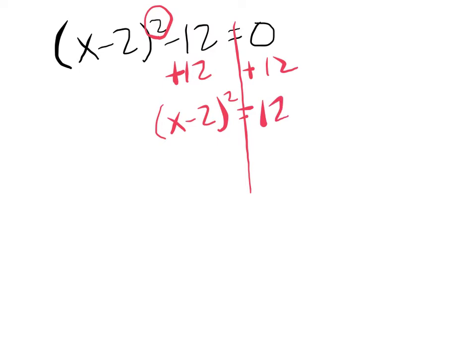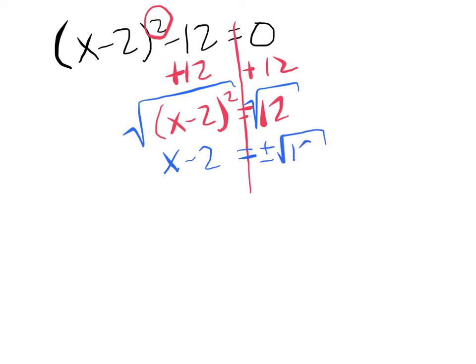Now, our goal is to always liberate x, get x by itself, and right now it's in those parentheses, and those parentheses are getting squared. So we can take the square root of the whole set of parentheses to undo that. So now I have x minus 2 equals plus or minus the square root of 12. Okay, now we need to get x by itself, so I'm going to add 2 to both sides. That leaves us with x equals 2 plus or minus the square root of 12.